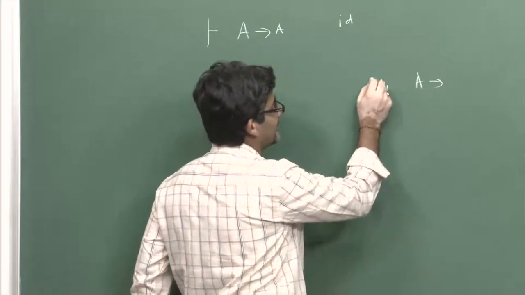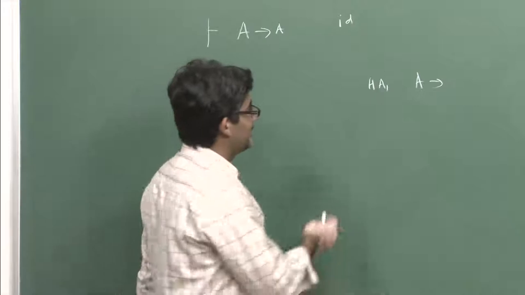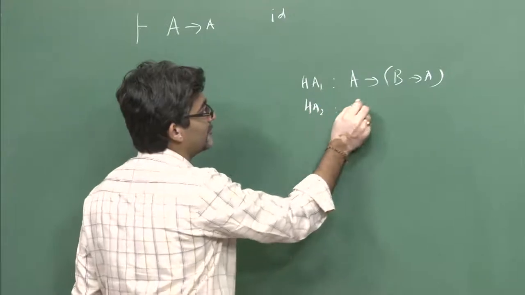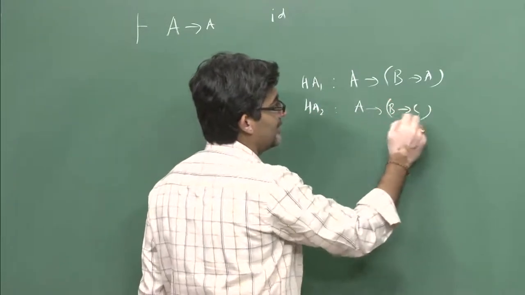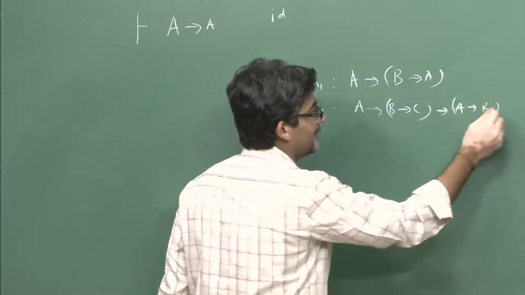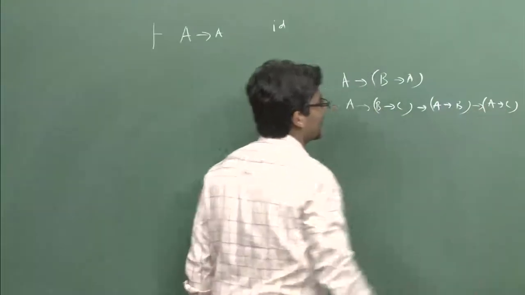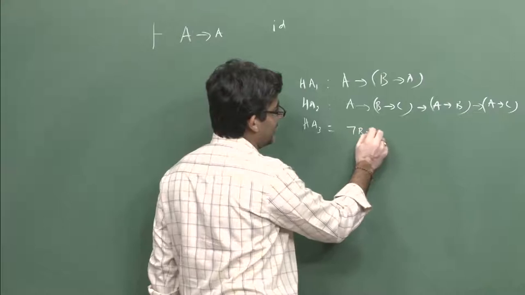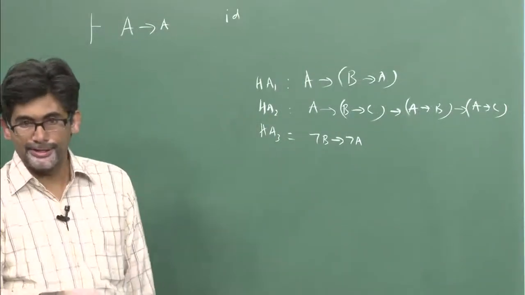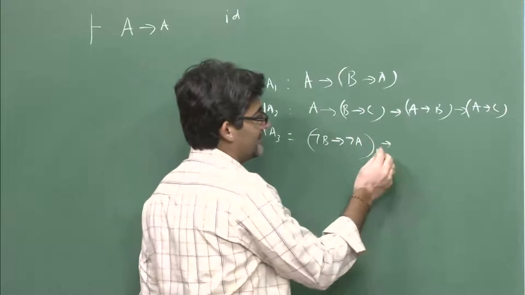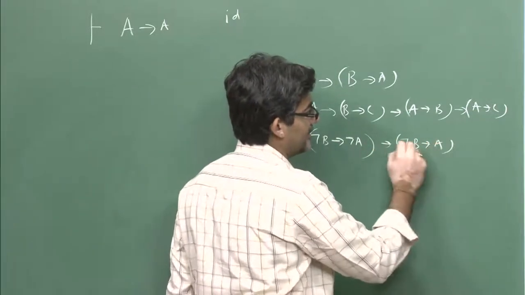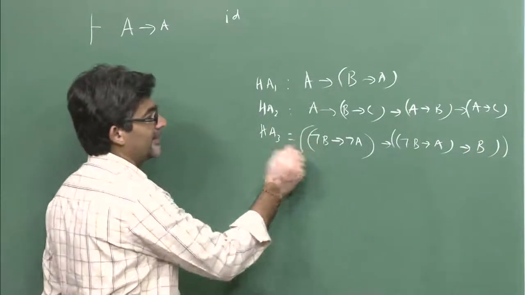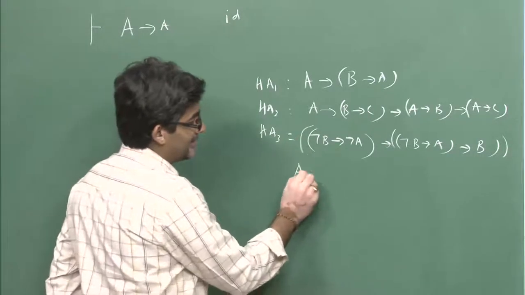These are the axioms. You can write HA1, where H stands for Hilbert Ackermann, and this is axiom number 1: A implies B implies A. HA2: A implies B implies C implies A implies B implies A implies C. The third one is like this: not B implies not A. This is what we are going to take into consideration, the revised axiom. This means not B implies A implies B. The brackets need to be closed properly. And the rule of detachment is as it is.